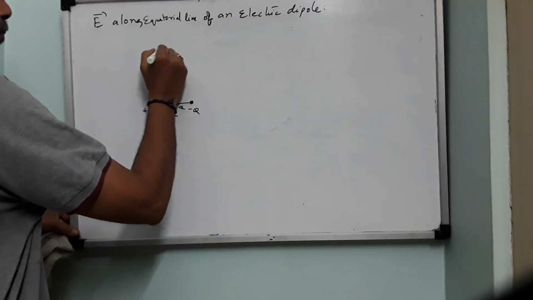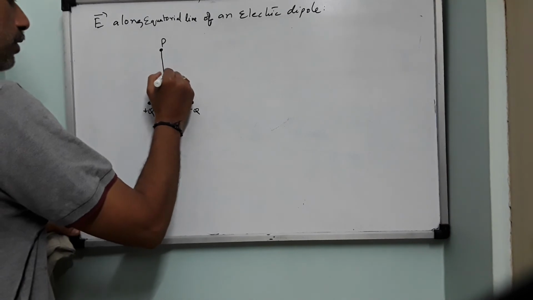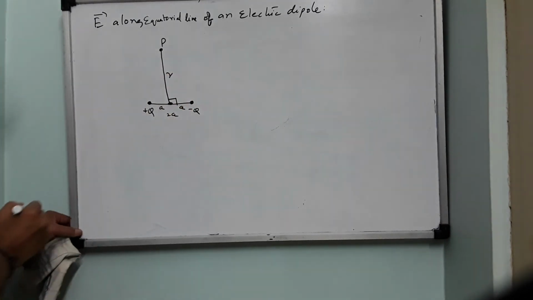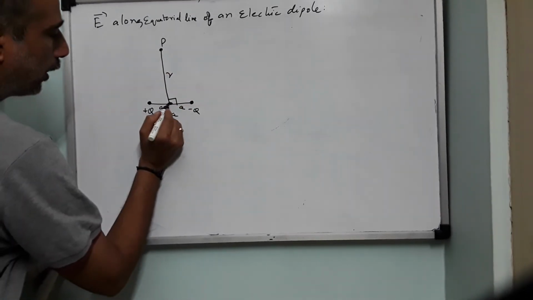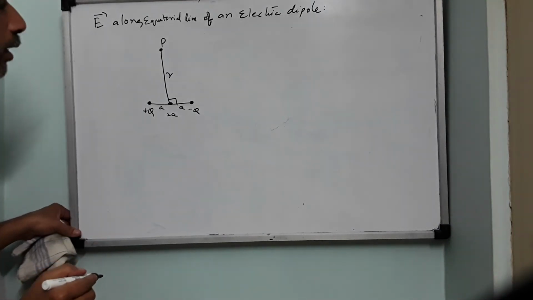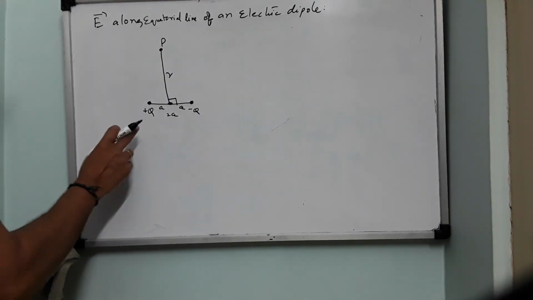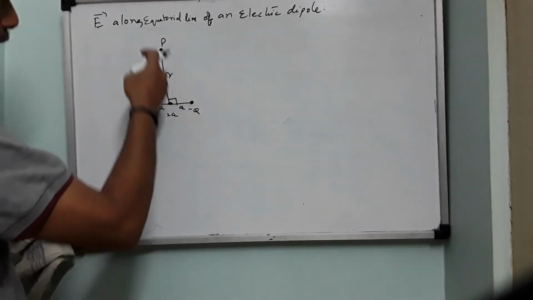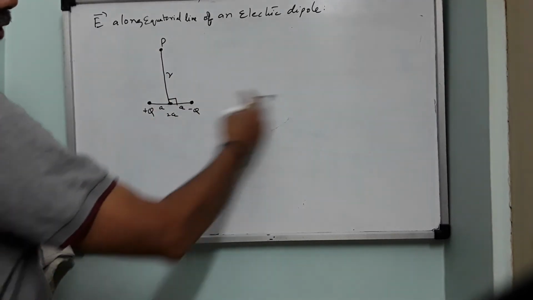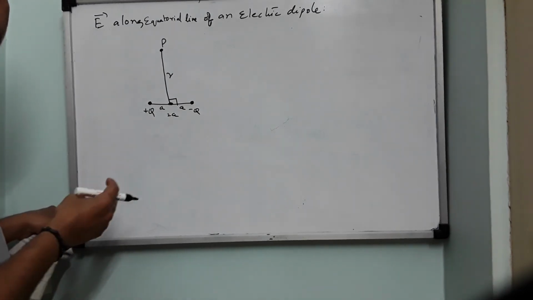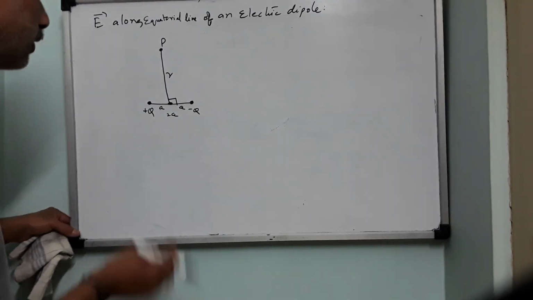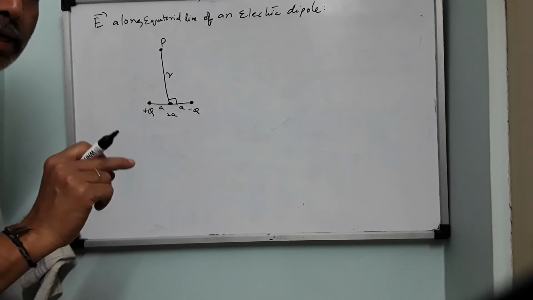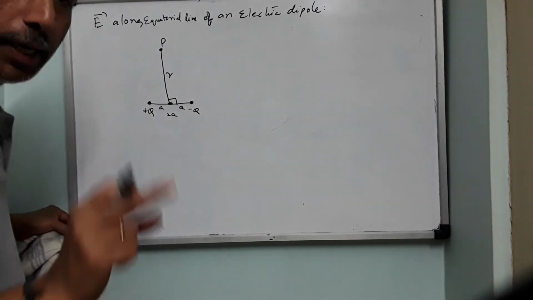Here I am considering a point P which is located at a distance R from the center of the dipole. Where is the center? Here is the center. Why are we not considering directly from the charges? Because it will not be located at equal distance. In this case it is okay, but in the axial line you have seen the distances R minus A and R plus A. That's why every time you should consider a point P from the center of the dipole.